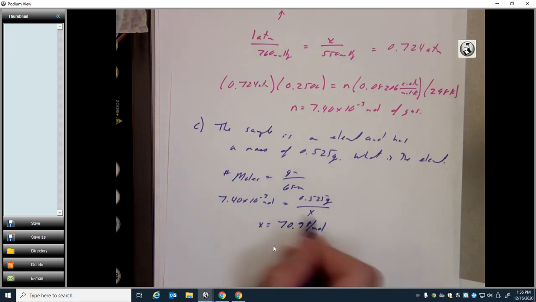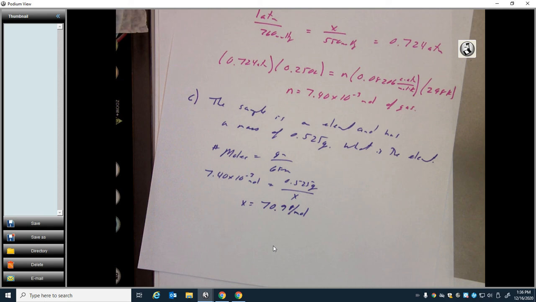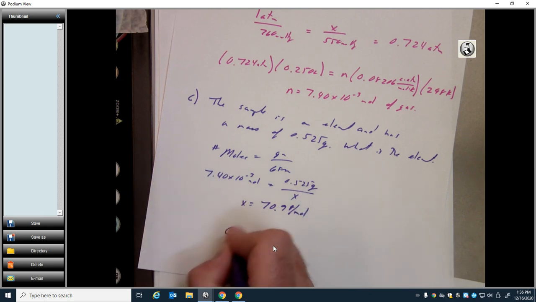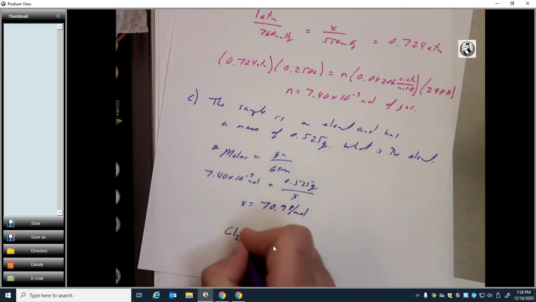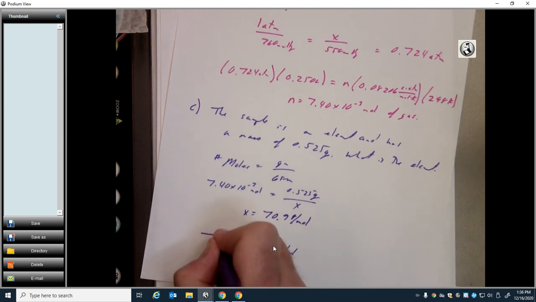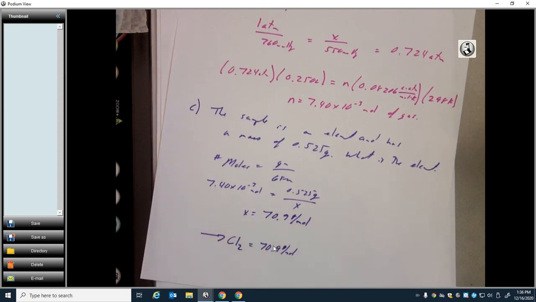Well, now I have to go to the periodic table and figure out which gas it is. Chlorine, which is a diatomic, has a mass of 70.9 grams per mole. So this would be my gas.